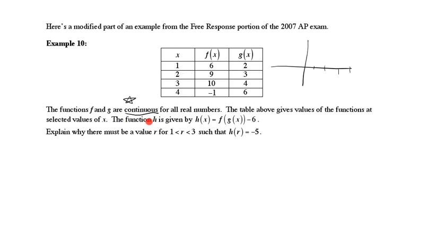And then we introduce this new function h, which is f of g of x minus 6. So this is a function composition. Remember we talked about the composition of functions in pre-calc. So you're going to plug into g, and the answer you get for g, you plug into f. So it's like a double function. h is this double function, and then minus 6.